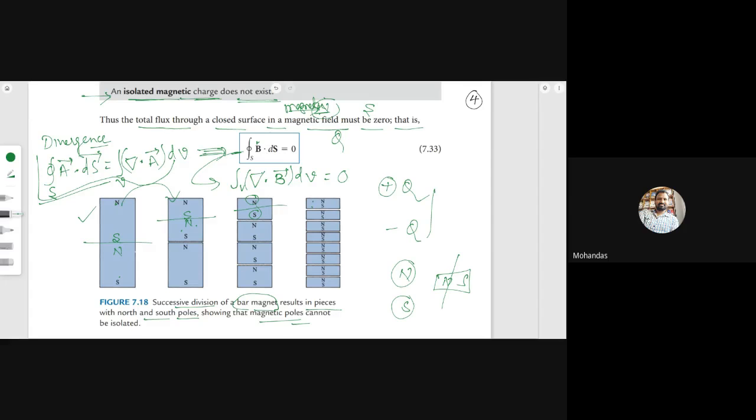Now, as we have taken a closed surface, it represents a volume. So the volume is present, so the volume is not equal to 0. To satisfy this equation, which one must be 0 here?